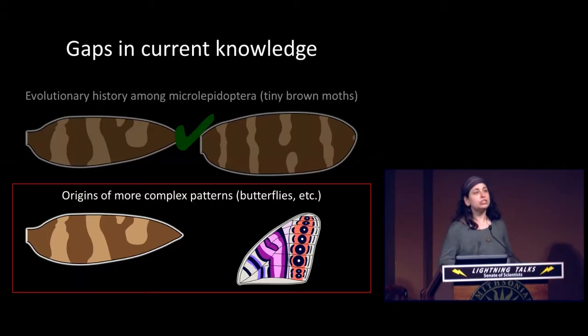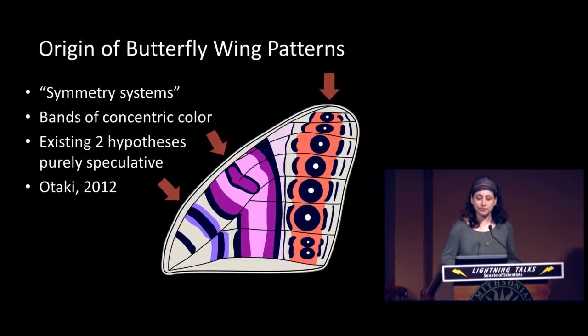And now moving on to the origin of the more complex wing patterns that we see in butterflies and their kin. These wing patterns are comprised of symmetry systems. So as opposed to one single band of just one color, we have concentric color, multiple bands in the same wing pattern element. So typical butterfly wing patterns have 3 symmetry systems.